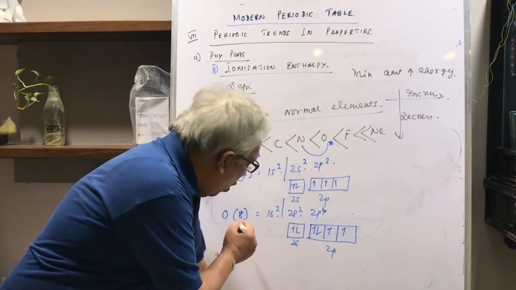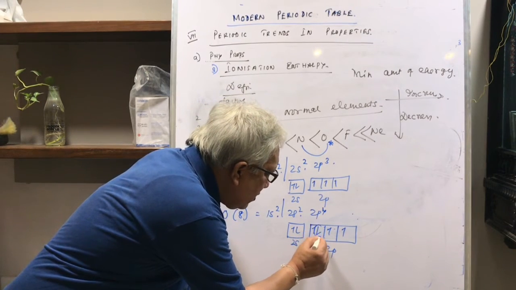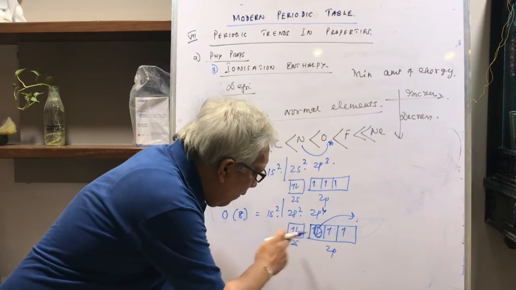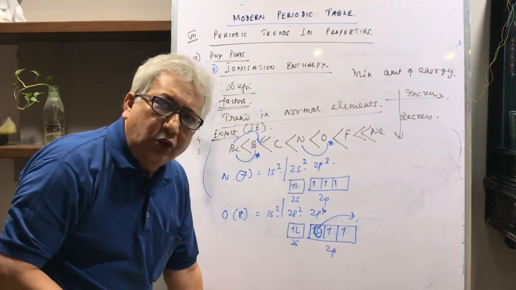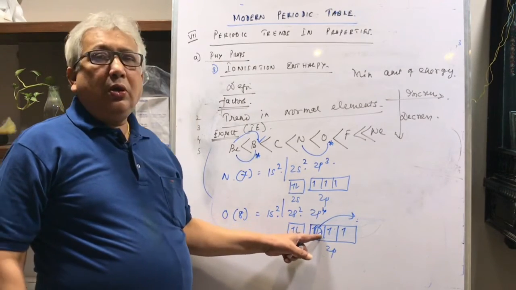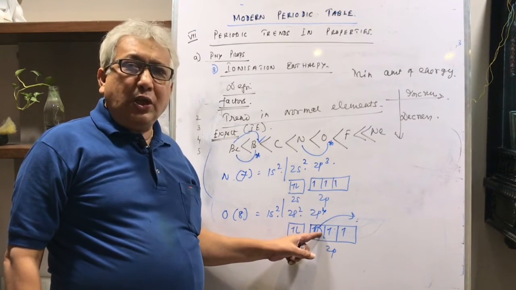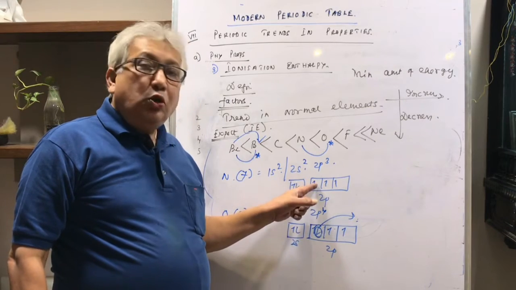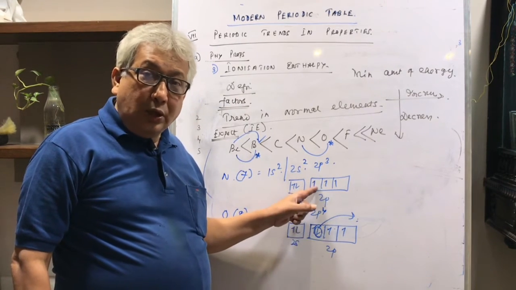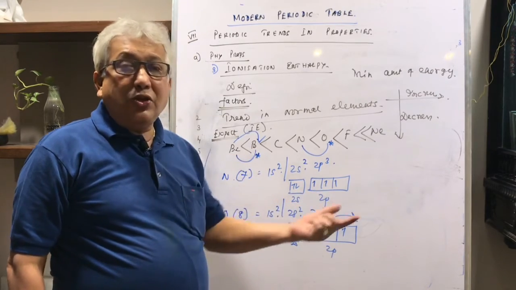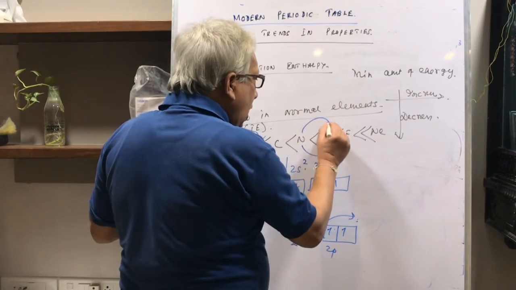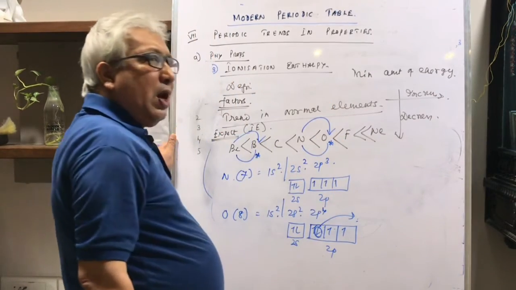So oxygen will always have a tendency to lose this one electron, so that it can get 2s2 2p3 configuration, and that is the reason the energy required to remove this electron from 2p of oxygen will be lesser than from 2p of nitrogen. So eventually what you find, nitrogen will end up having more ionization enthalpy than oxygen. So that is why nitrogen will have more ionization enthalpy than oxygen.